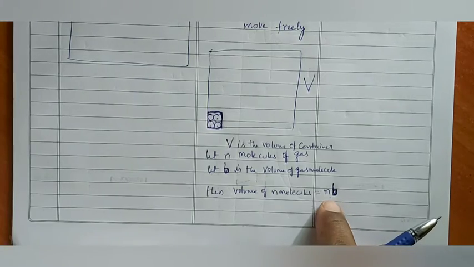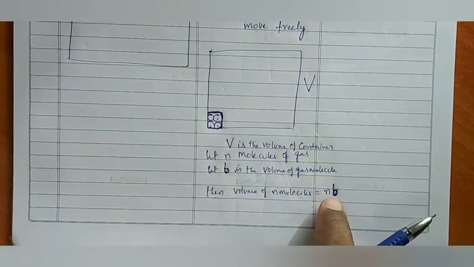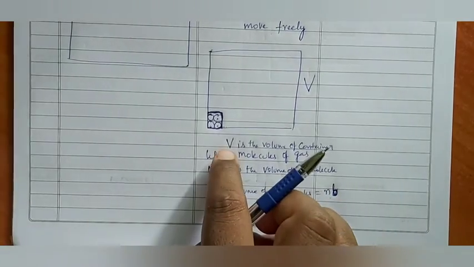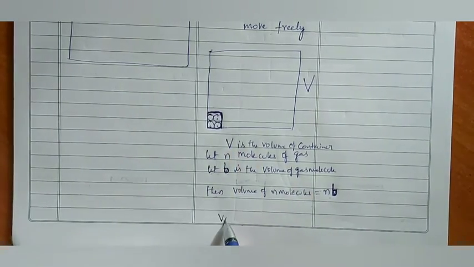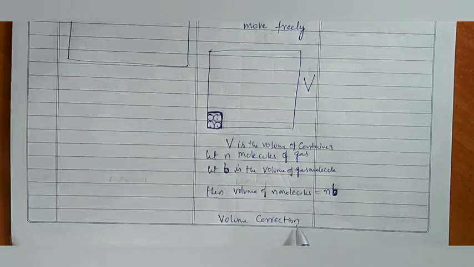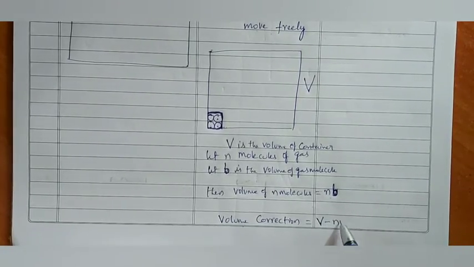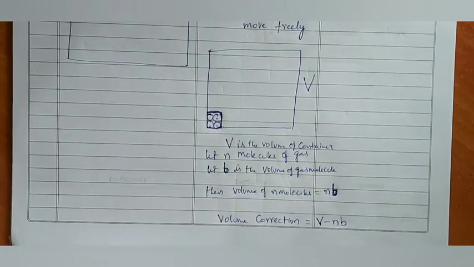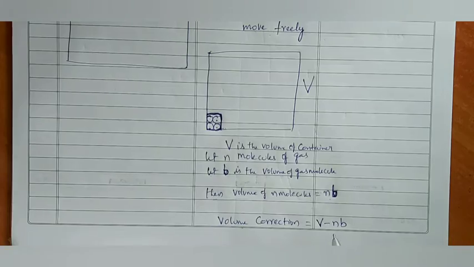This much volume must be subtracted, not neglected. If it is neglected, it will become an ideal gas. This much volume must be subtracted from the total volume of the container to get the volume correction. So the volume correction is equal to capital V minus nb. I hope you are clear.